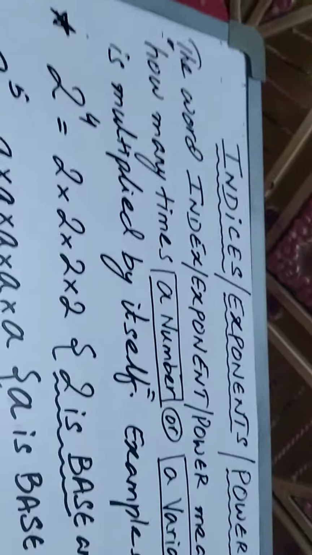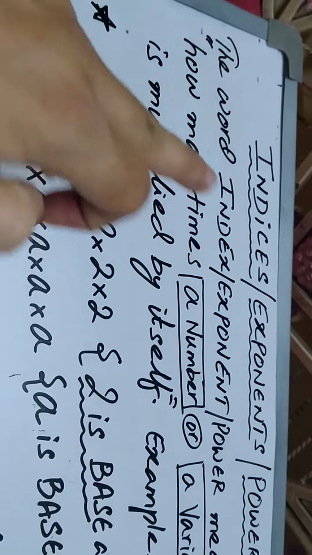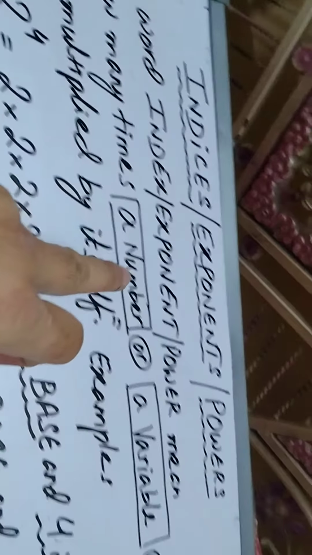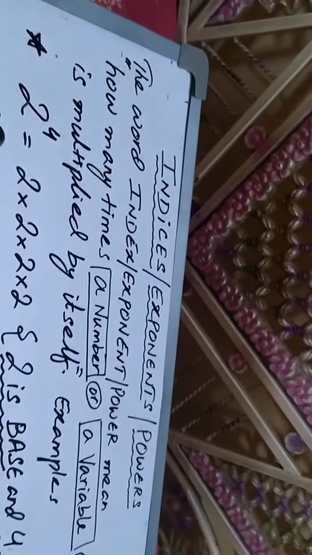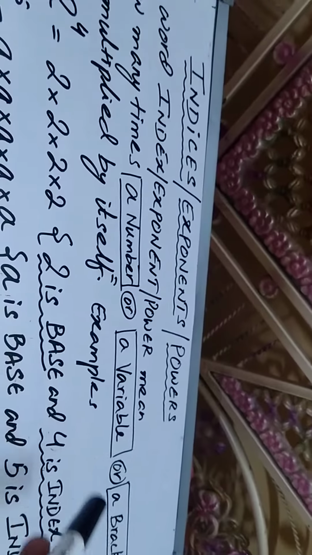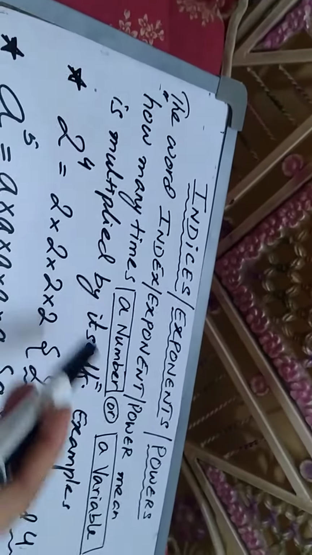Now the word index means how many times a number or a variable or a bracket is multiplied by itself. Okay, so always remember when I use the word power or index, it always means a number or a bracket or a variable is multiplied by itself.